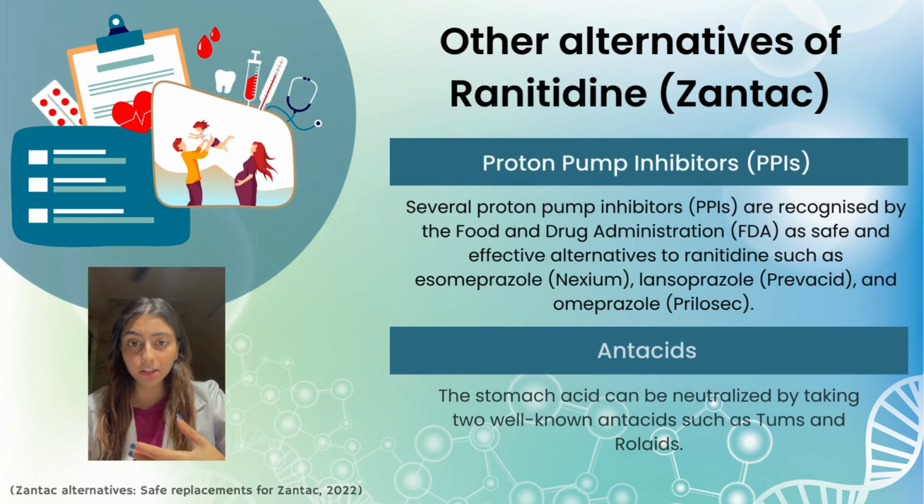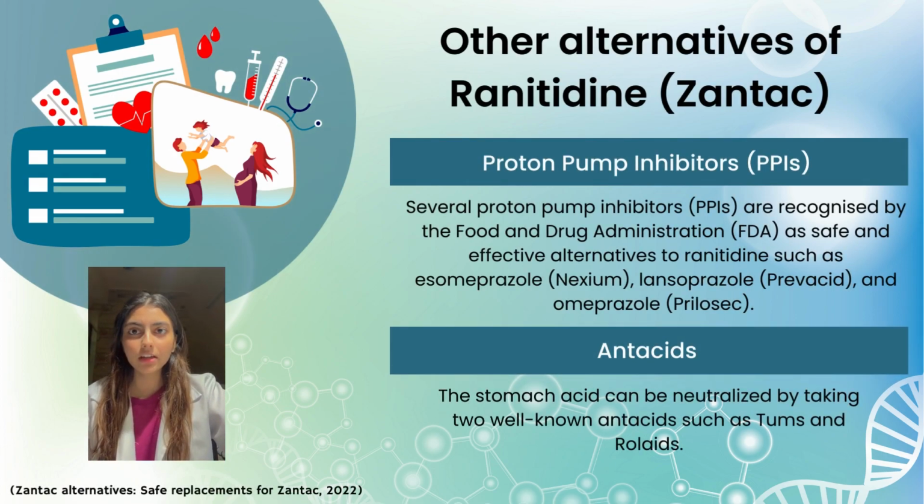So I will now be talking about other alternatives to Zantac. First, there are PPIs, also known as proton pump inhibitors. In an irreversible manner, PPIs can prevent certain enzymes from secreting acid into the stomach. Several PPIs are recognized by the FDA as safe and effective alternatives to ranitidine, such as esomeprazole, lansoprazole, and omeprazole. Furthermore, as an alternative to Zantac, antacids may also be used. The stomach acid can be neutralized by taking two well-known antacids such as Tums and Rolaids.